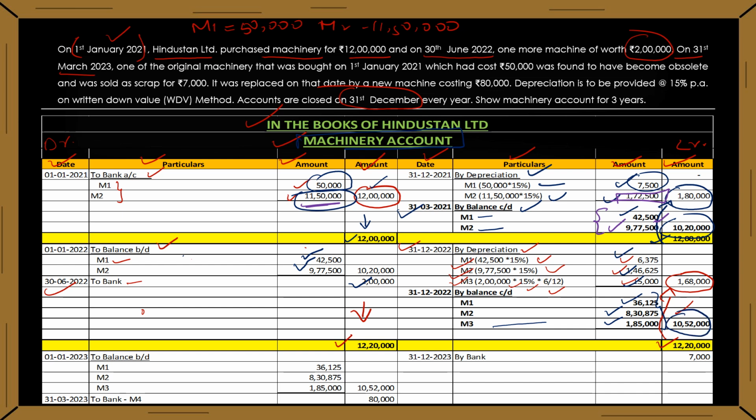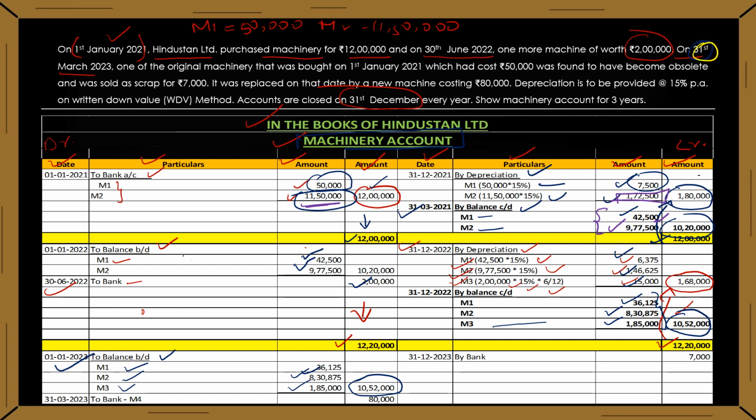Okay. Now on 1/1/2023, this has to be brought down. Balance brought down: M1 36,125, M2 8,30,875 and M3 1,85,000, which gives a total of 10,52,000 for these three machineries together.